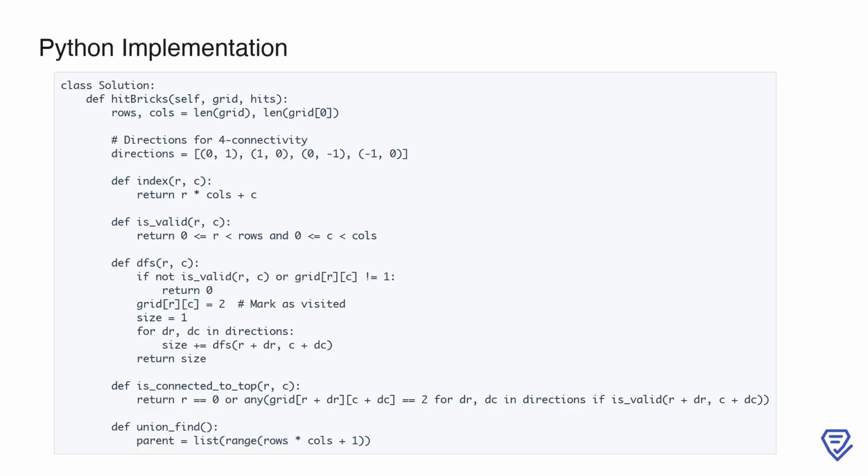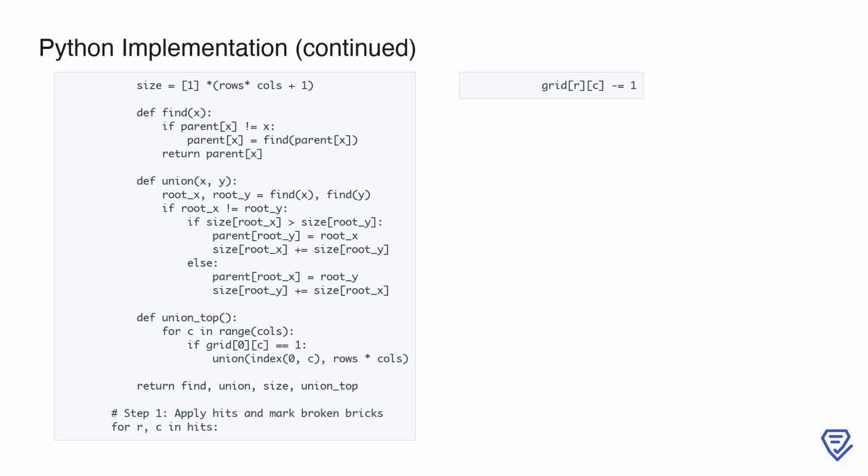Finally, we define the union_find function, which initializes the union-find data structure that will help us manage and track connected components in the grid. Within the union_find function, we define the parent array, where each cell initially points to itself, and the size array, which tracks the size of each connected component. The find function implements path compression to locate the root of a given node efficiently. If a node's parent is not itself, we recursively update its parent to point directly to the root. The union function merges two components by attaching the smaller tree to the larger one, ensuring that the size of the larger tree is updated accordingly. This helps maintain an efficient union-find structure.